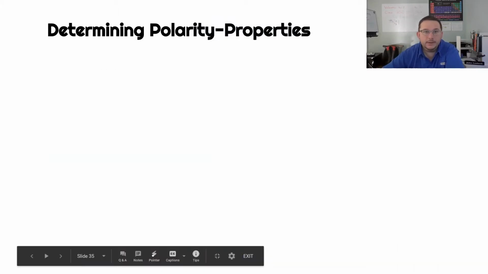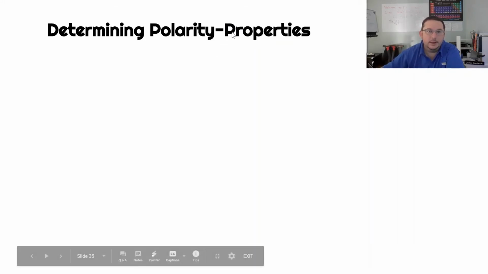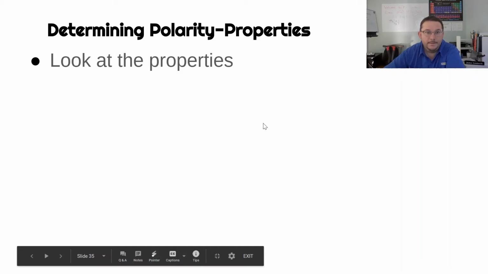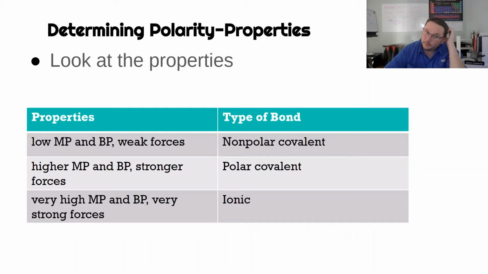So if we're just looking at the properties for substances, we can also speak to their polarities as well. All right, and so for example, if you have really low melting points and boiling points, you're going to have weak forces of attraction. This is representative of nonpolar covalent bonds that exist in that molecule. If they're higher melting points and boiling points, a little bit stronger forces, then you can say that it's a polar covalent. And then lastly, very high melting points and boiling points, very strong forces, these are going to be ionic.